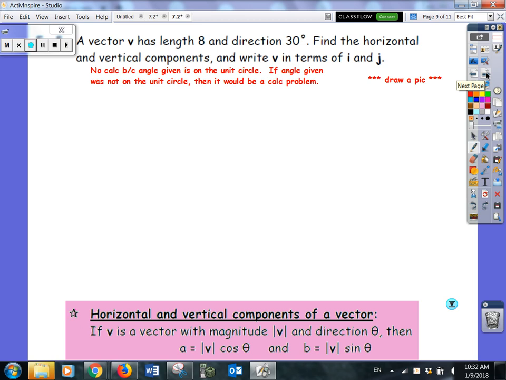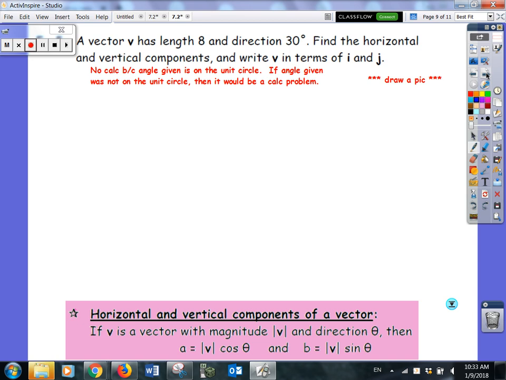All right, so here a vector has length 8 and direction 30 degrees. So when it tells you the length and the direction, you have all the information you need to use those formulas that we used earlier. If you draw it and you realize you want to use right triangle trig or SOHCAHTOA, you are more than welcome to do that. You do not have to use these formulas. If you do use these formulas, you just have to remember that theta is the direction. And if you use the reference angle instead of the direction, the signs might not necessarily be correct.